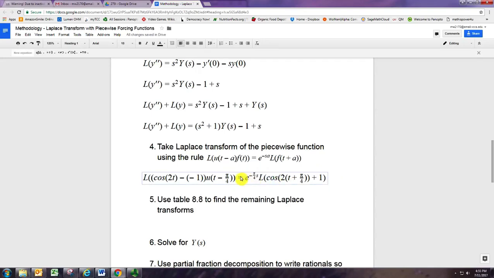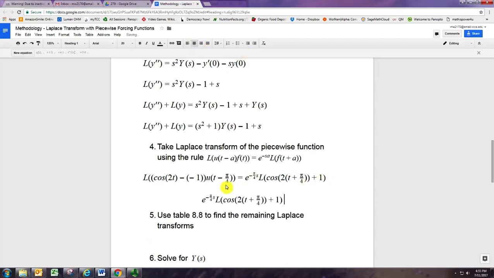So now let's take the Laplace transform of that. And remember, for Laplace transforms, we typically will look stuff up in tables and use properties. So the one property we can use here is the linearity. So we can distribute the Laplace transform to the cosine part and to the 1.